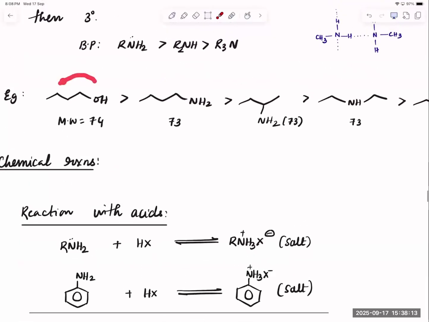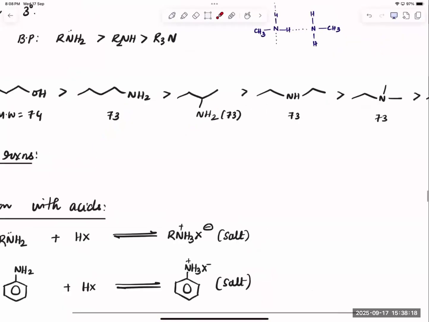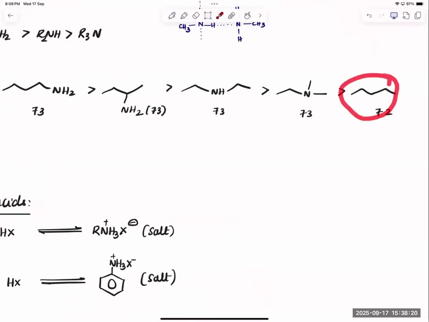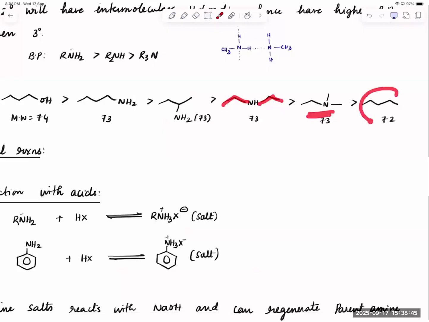Usually, what you would notice is that if you compare alcohols, amines, and alkanes, alcohols will have a much stronger hydrogen bonding. So, if you have a comparable molar mass, alcohols will have a higher boiling point than amines, primary amines. Then, within primary amines, if you have more branches, then the boiling point decreases. So then comes secondary amine, then comes tertiary amine, and the last comes alkanes.